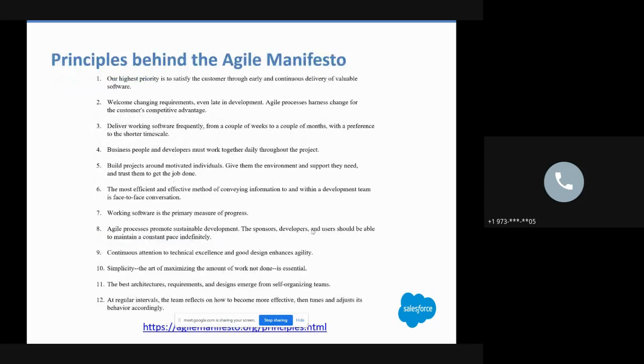Principles behind the Agile Manifesto. Again, I'm not going to read the whole thing because we talked in the earlier slide about working software, collaboration, flexibility. Those are the summary of it. But if somebody wants, it's available to view in detail.